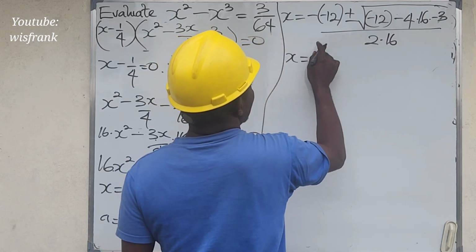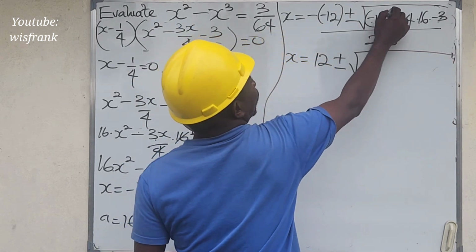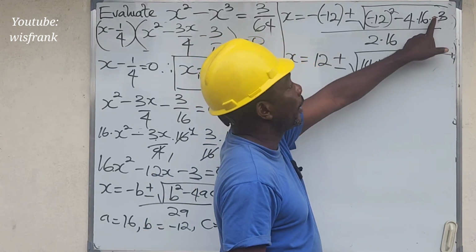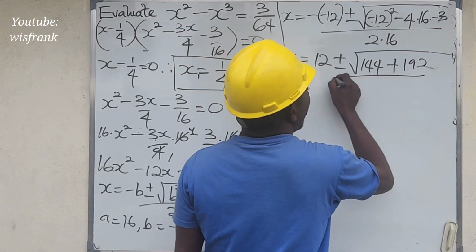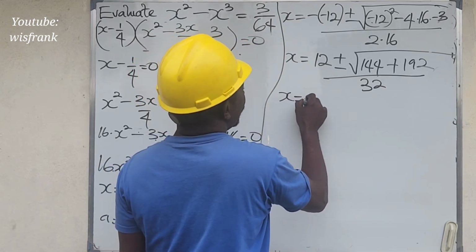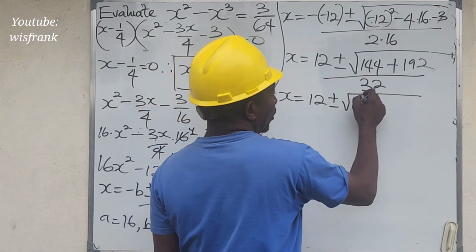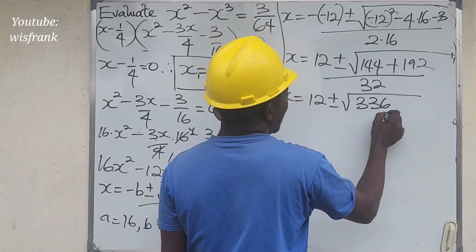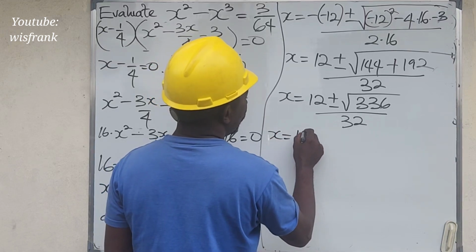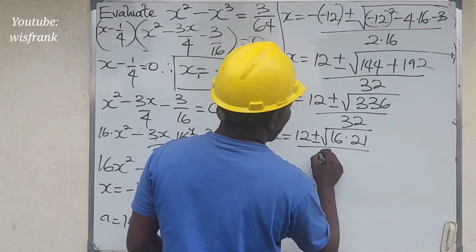Therefore, we have x equals minus times minus 12 will give us 12 plus or minus square root of, this is minus 12 squared, will give us 144 minus 4 times 16 times minus 3 will give us plus 192 all over 2 times 16 is 32. So this is the same thing as x equals 12 plus or minus square root of 144 plus 192 will give us 336 all over 32. From here, we can further simplify this as x equals 12 plus or minus square root of 16 times 21 all over 32.